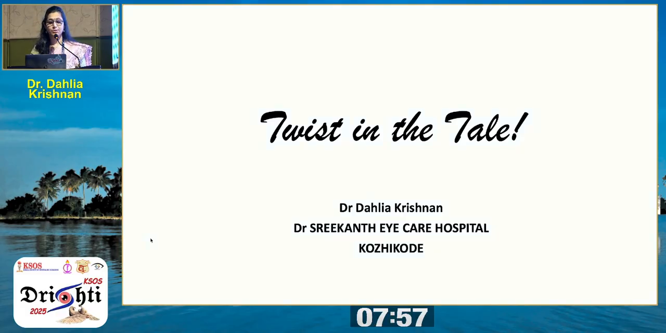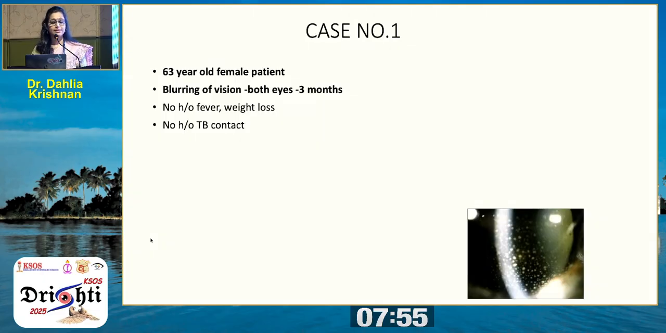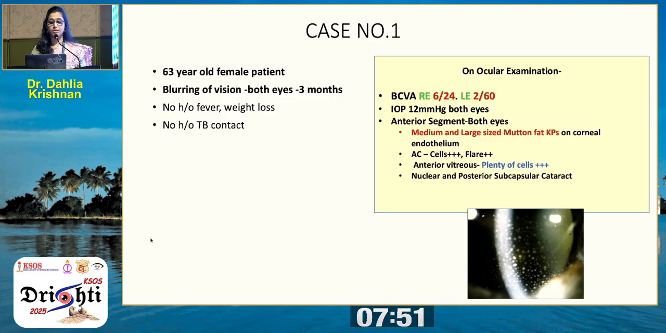So let's start the twist in the tails. Case number 1: a 63-year-old female patient came with blurring of vision in both eyes of 3 months duration. On examination, visions were 6/24 and 2/60, and the anterior segment showed medium and large size mutton fat KPs in both eyes with severe AC reaction and plenty of cells in the anterior vitreous with cataract.